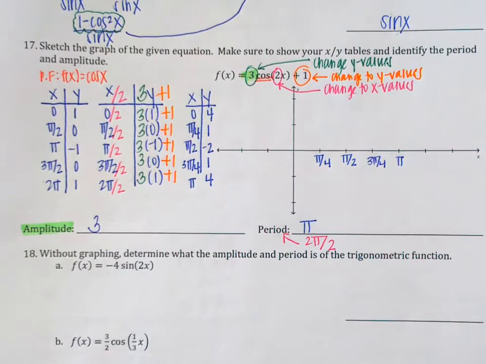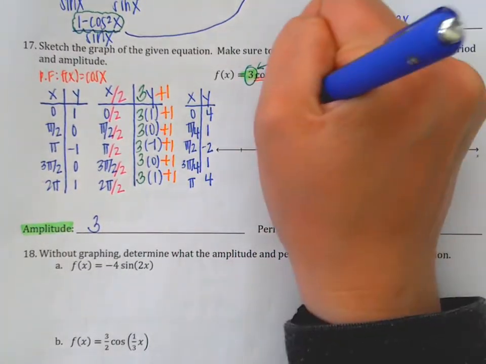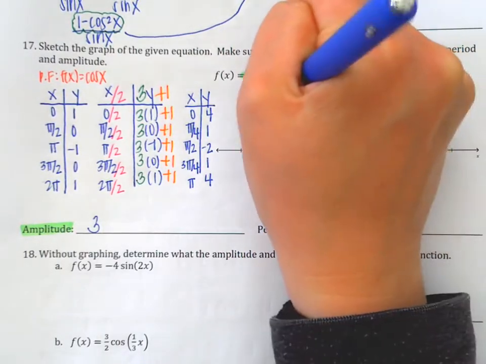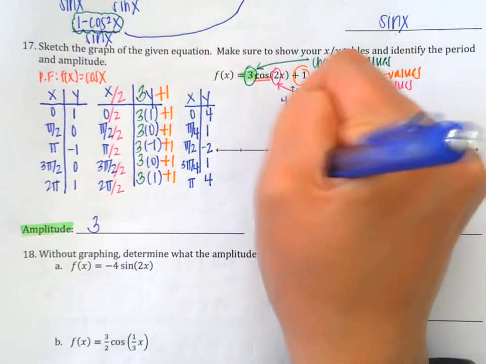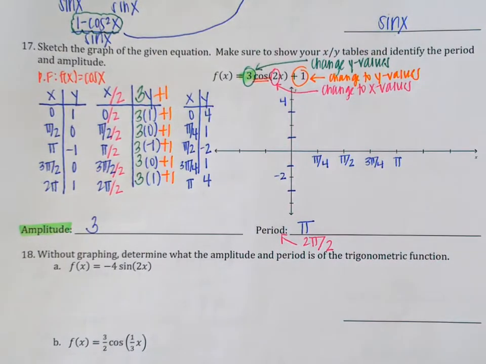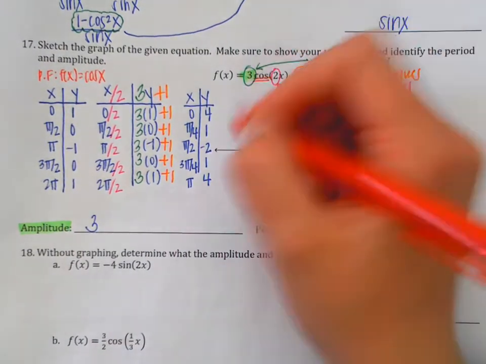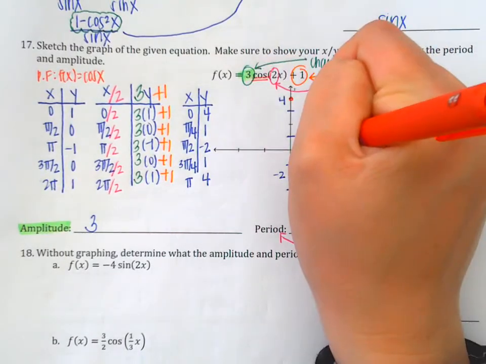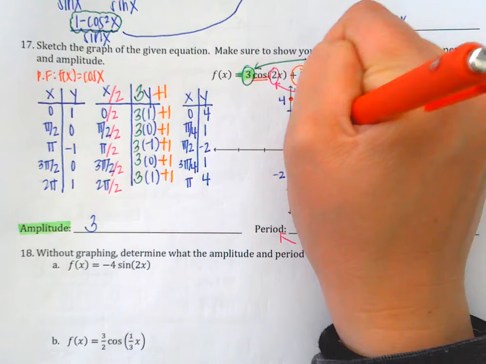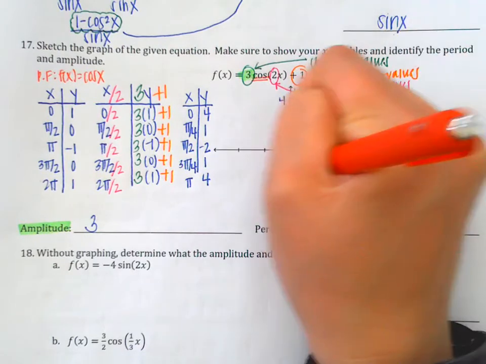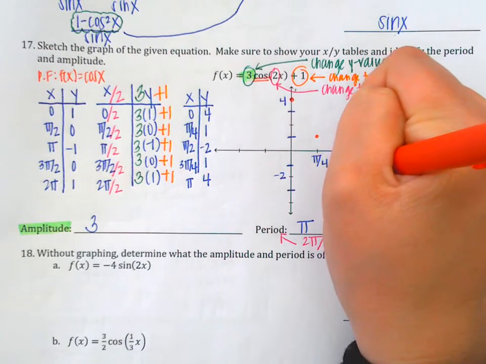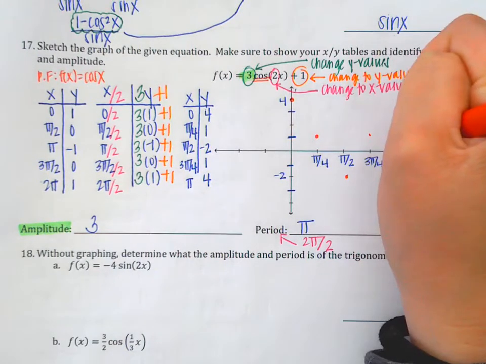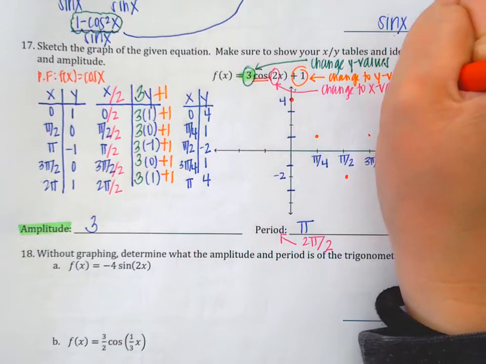And then we need 4. So I'm going to go mark these. So that's 4, and then that's going to be -2. Okay, so 0 is at 4. Pi over 4 is at 1. Pi over 2 is at -2. There we go. And then 3 pi over 4 is at 1. And pi is at 4.